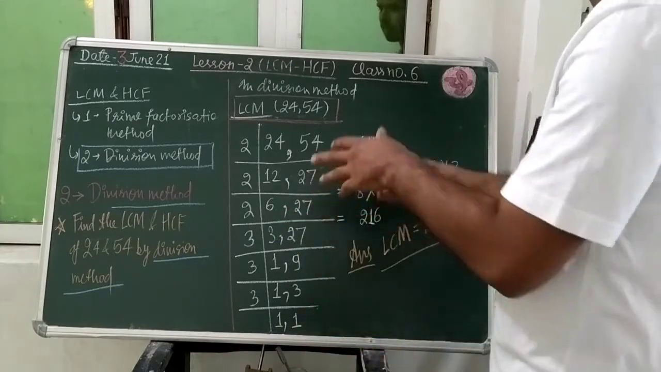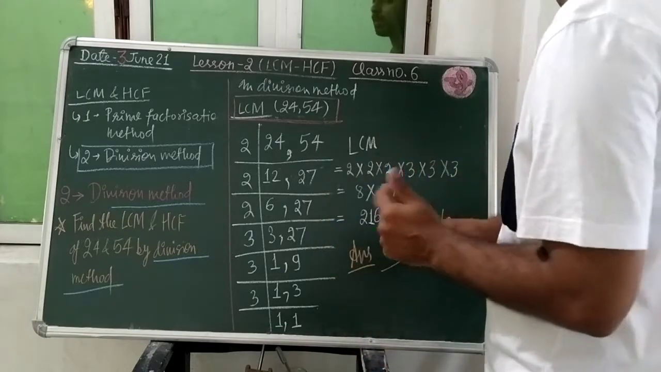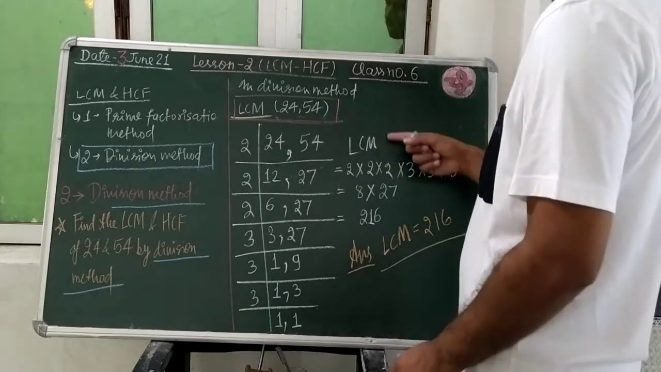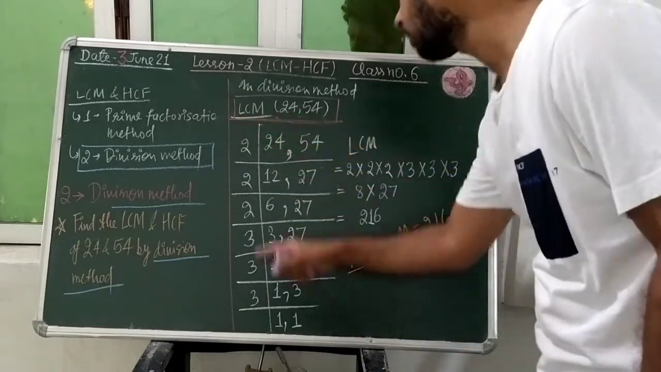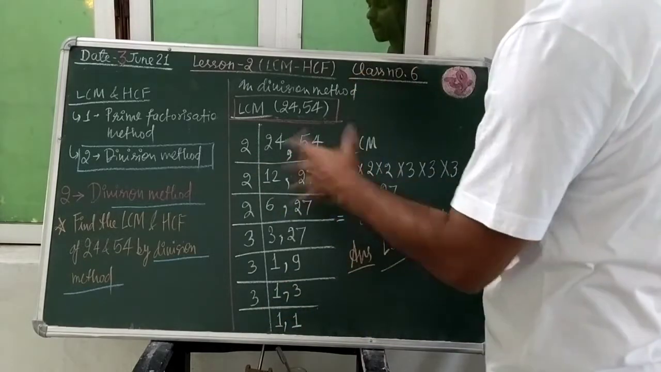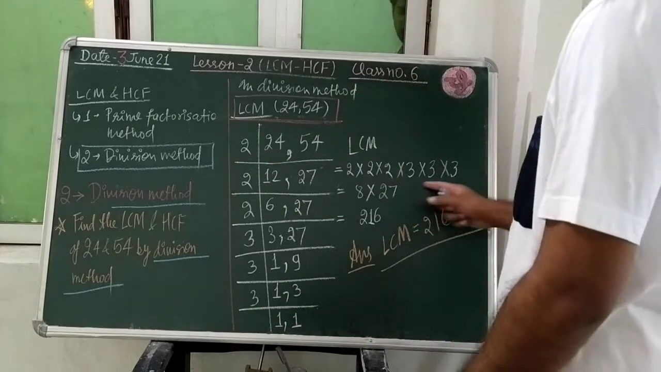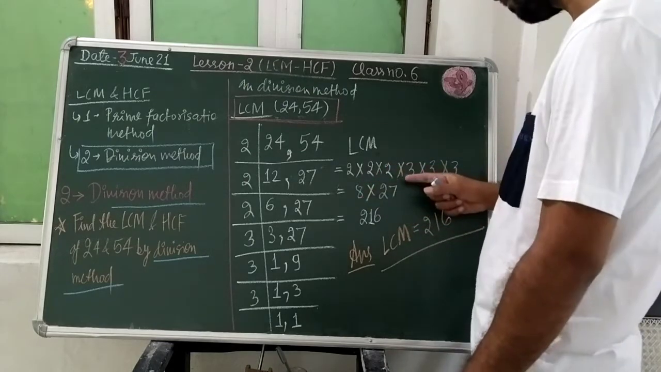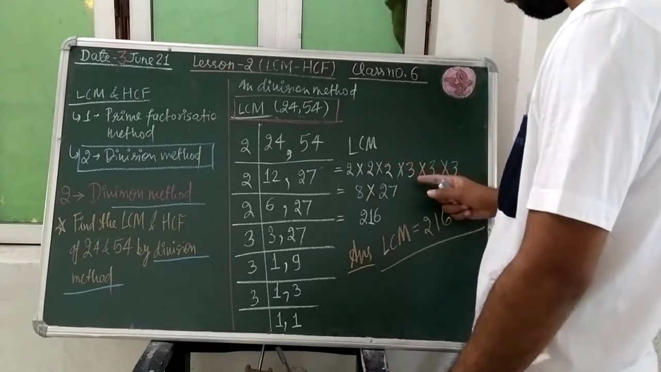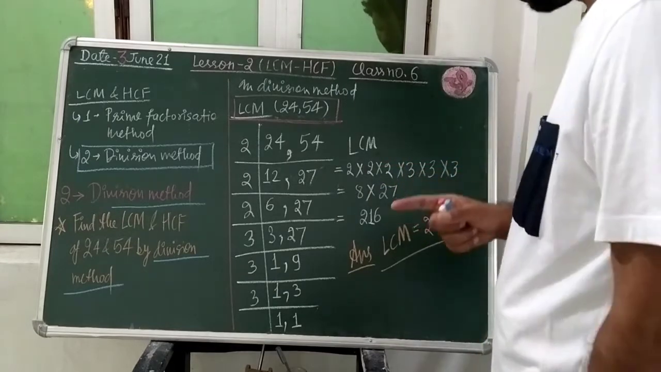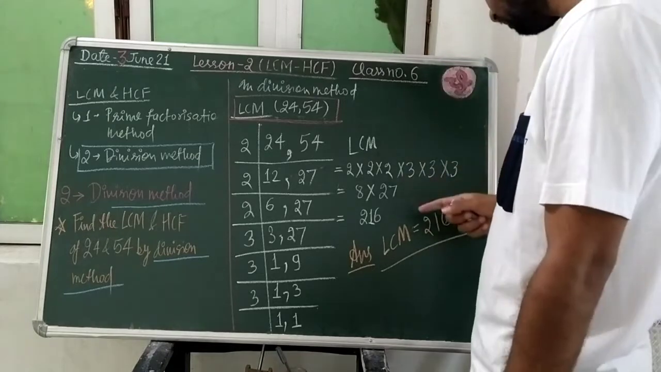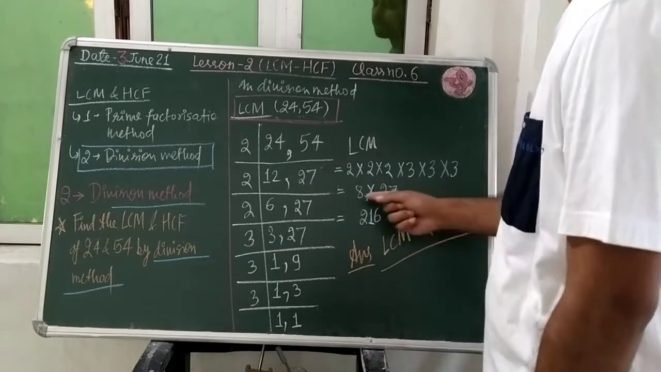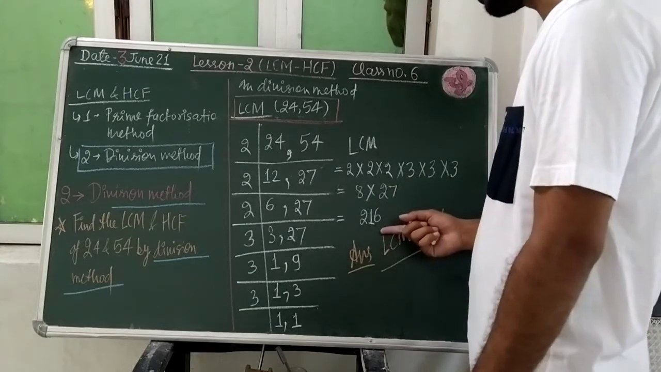When will you write them in terms of power? You will have to move to the prime factorization method for that. This is the division method, so whatever numbers you select here, you will multiply all of them. You will get 2 into 2 into 2, just wait. Sorry, multiply 3 into 3 into 3, meaning 27. So 8 into 27 is 216, students.